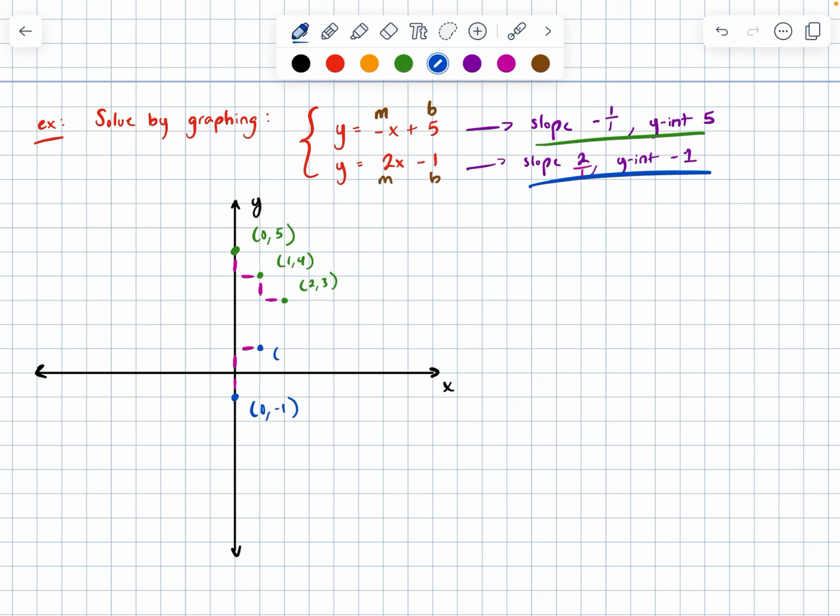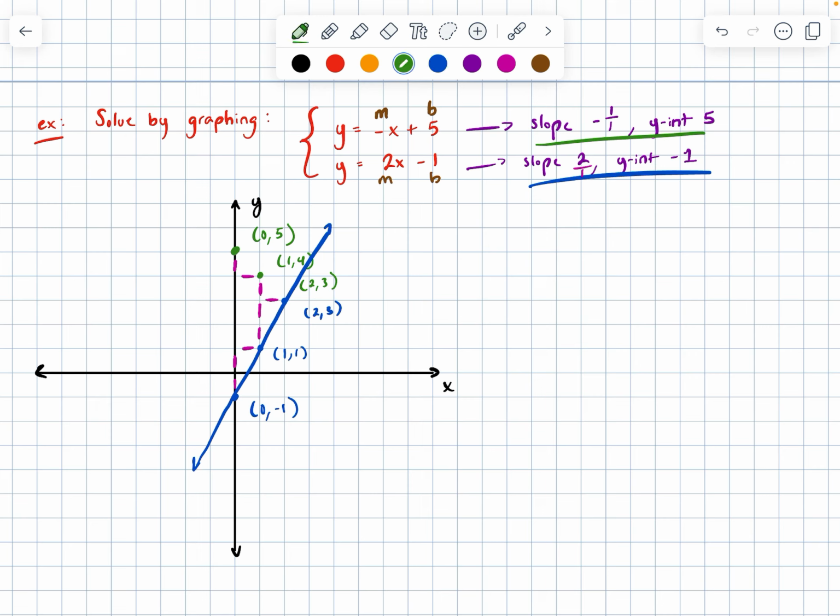So this guy here is 1, 1. Same idea. If I go up another 2 and over 1, it would get me to this point, which unsurprisingly is 2, 3. That's the same point that we found above.